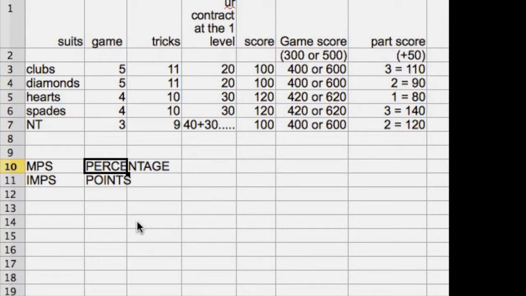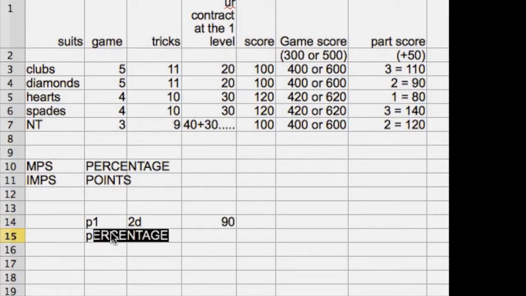So assuming, alright, I'm going to give you a typical example. Assuming there's 4 teams, say pair 1. Okay, we call it pair 1. This is an MPs game, okay? Pair 1 were in a contract of 2 diamonds. So let's just put 2 diamonds there. And they made their contract, which is 90.